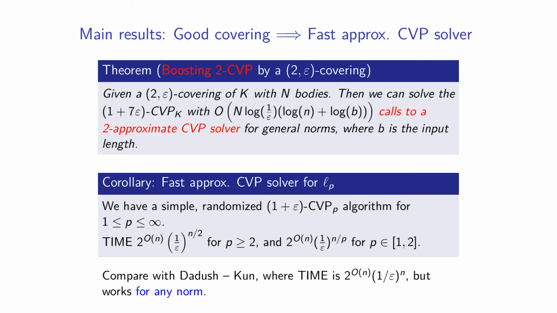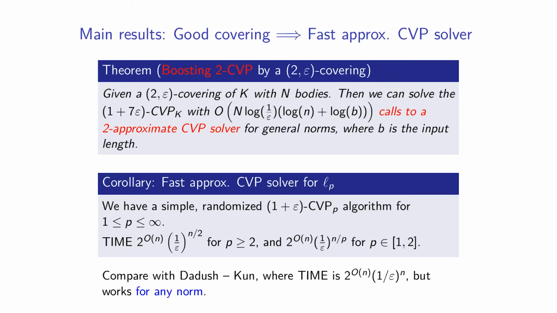The 1 plus epsilon CVP solver of Dadush and Kuhn, which works for any norm, has time (1 over epsilon) to the n. But if epsilon equals 1, which means 2 approximate, since 1 plus 1 is 2, then the time is just 2 to the big O of n. If epsilon is a fixed constant, then the time of the Dadush-Kuhn algorithm is just 2 to the constant times n.